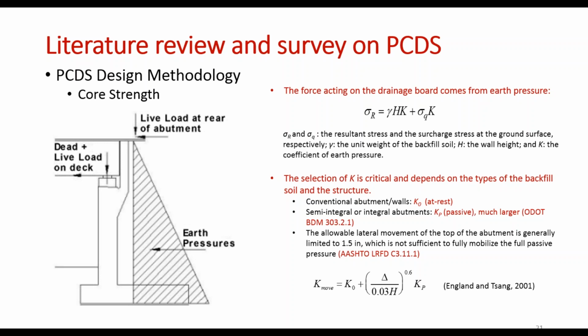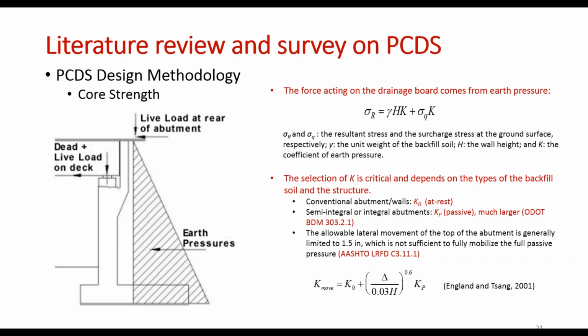For this larger earth pressure, you can use the passive earth pressure coefficient, Kp, which is much larger than K0. Typically it is 2, 3, or even 6. But we cannot use that because it's too large, and in most cases, passive failure actually won't happen. So we found a way to compensate for that. The allowable lateral movement of the top of the abutment is specified for most bridges. According to AASHTO LRFD design guidelines, the limited movement is 1.5 inch.